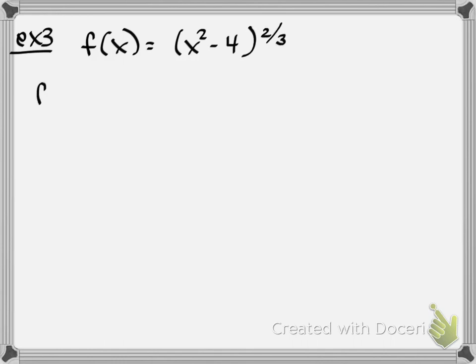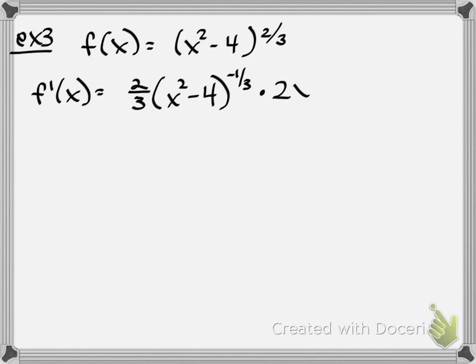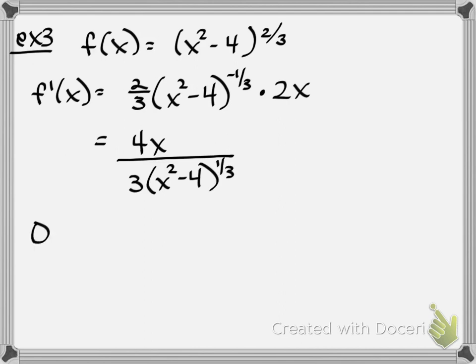So this is something to the 2/3. My derivative says the power comes down to the front of the quantity, and that's to the 1 less. And then we need the derivative of the inside part. Now it's super important that we write this derivative as a fraction so we can find where it's equal to 0 and undefined. So the 2 and the 2x are all that's in the numerator, and the 3 and the x squared minus 4 to the positive 1/3 are in the denominator. So where's the derivative equal to 0? And where is the derivative undefined? These will be our critical numbers.